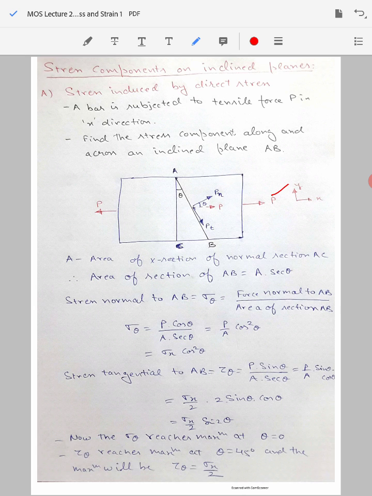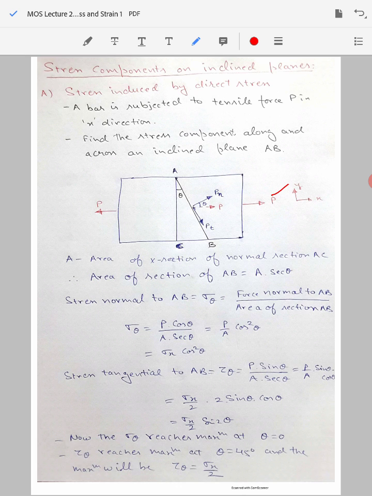So the stresses perpendicular to AB will be the normal stresses, and the stresses which act parallel to this will be the shear stresses acting on this plane. Obviously, you know the value of stress on the plane AC, which will be simply load divided by the cross section area of the bar.